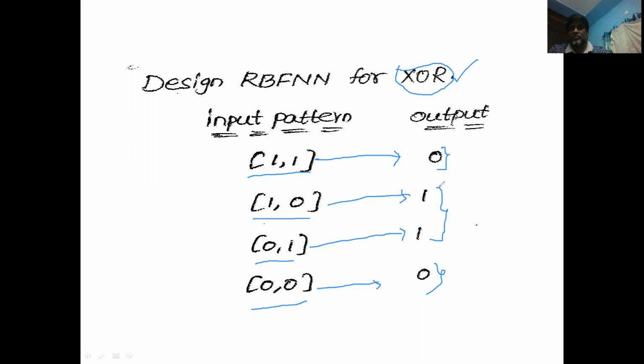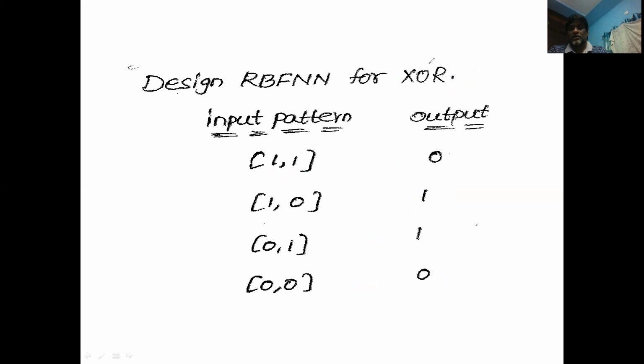So there are two types of outputs that must be produced by your RBF neural network, 0 and 1. Whenever I give the input 1 1 or 0 0 to the neural network, it should produce 0 as output. Similarly, whenever I give 1 0 or 0 1 as input pattern to the neural network, it should produce 1 as output. So we want to simulate this behavior of the XOR function with the help of an RBF neural network, right? Now let us see how it can be done.